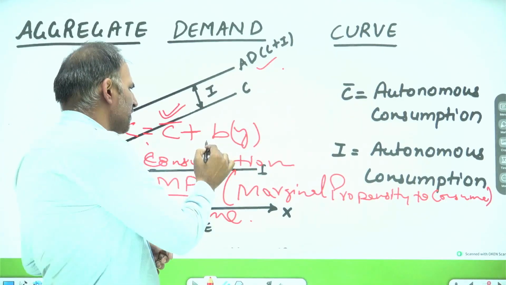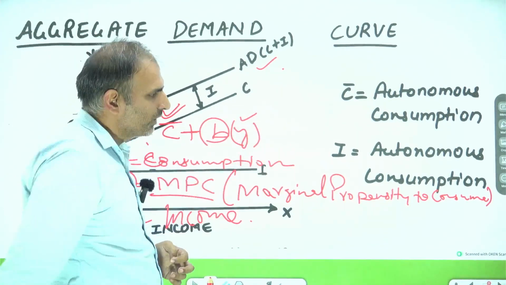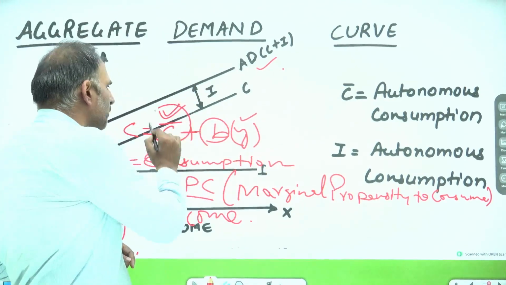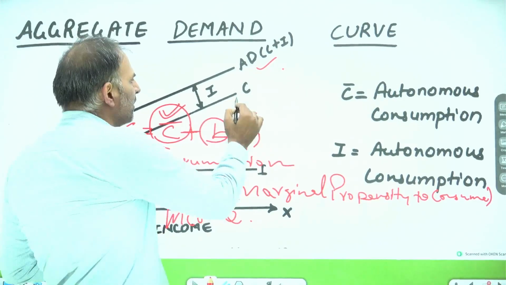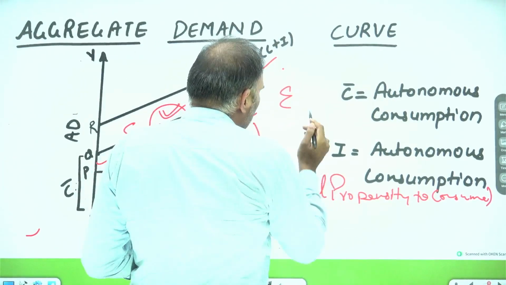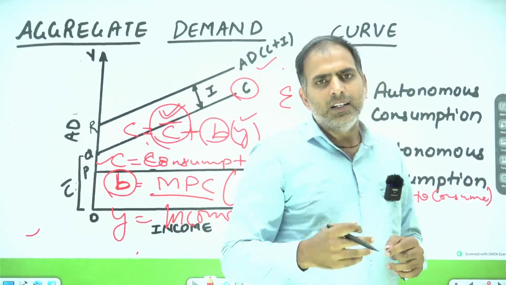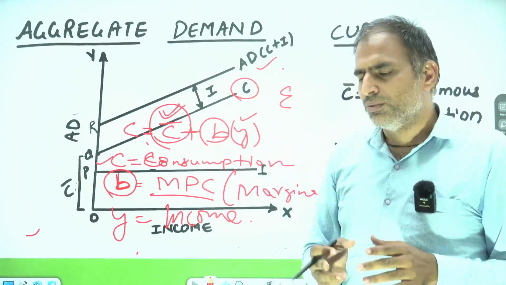MPC, marginal propensity, we will discuss in later topics. What is the relationship between C and expenditure? C means consumption, which is directly related to expenditure. If we increase our income, that means we are increasing our expenditure or consumption.